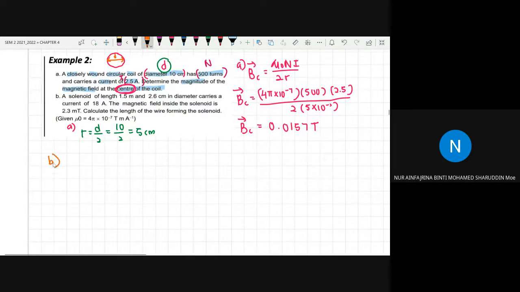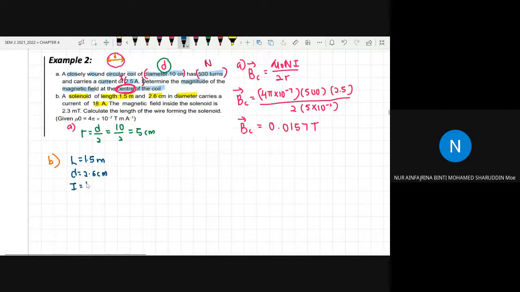Now, let's look at B. Miss rasa A semua orang boleh buat, tak ada masalah. Tapi B ni is gonna be a bit hard, but it's not that hard. It just, you need to understand the question properly. Okay, dia cakap, a solenoid of length 1.5 meter. Okay, length of the solenoid adalah 1.5 meter dan diameter dia adalah 2.6 cm. So, diameter 2.6 cm carries a current of 18 ampere.